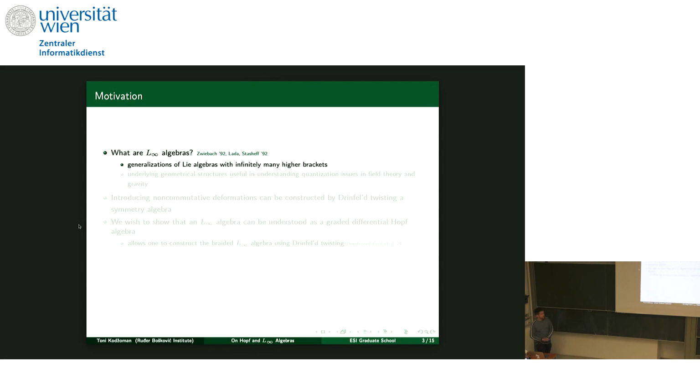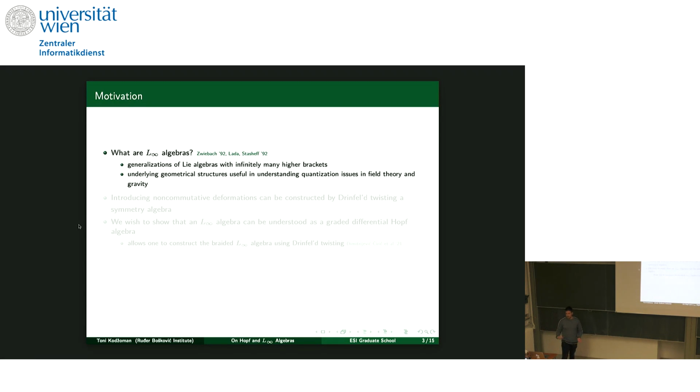Okay, so for the motivation, what are these L-infinity algebras? Generally speaking, they're infinite dimensional generalizations of Lie algebras, and they are not tied to one another with the Jacobi identity, but rather with a generalized higher homotopy version of these Jacobi identities. In the world of physics, they basically represent underlying geometrical structures, and they're useful in quantization issues in both gravity and field theory. There are quite a number of applications of these L-infinity algebras.